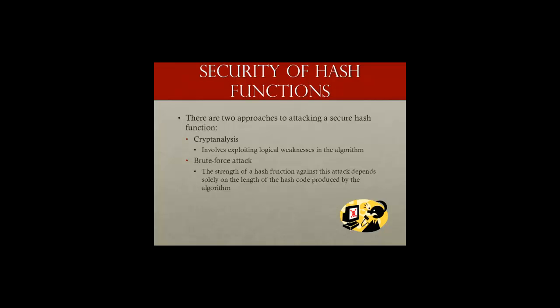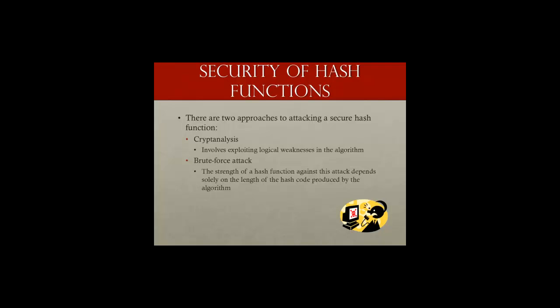So let's talk about the security of this hash function. We have different approaches. As with symmetric encryption, there are 2 approaches to attacking a secure hash function: cryptanalysis and brute force attack. As with symmetric encryption, cryptanalysis of a hash function involves exploiting logical weaknesses in the algorithm. When they design these algorithms, they try to make them as strong as they can, but sometimes when you really analyze things in different ways, you can find some weaknesses, some vulnerabilities, which will give the hacker the edge to try to break the code.